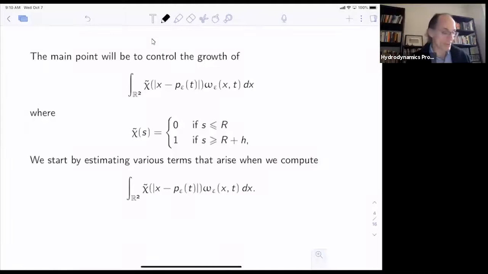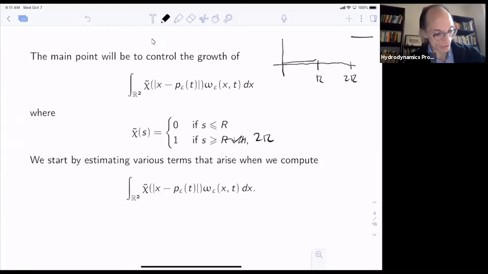So what we're doing is this. The main point will be that I have some function chi tilde which looks like this. In fact, it'll go from R to 2R. It will look like 0 here and 1 out here, and then in between it is smooth.